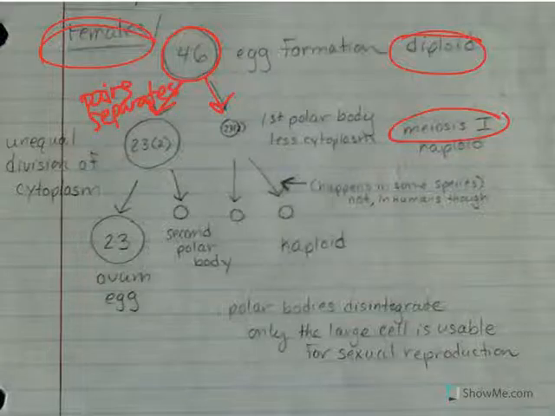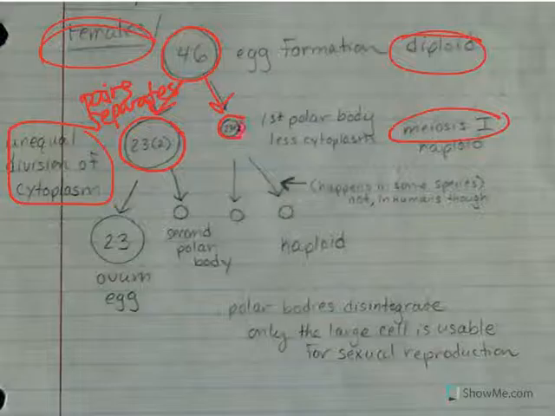So that's similar. But you're going to notice that it's not an equal division. I have an unequal division of our cytoplasm. So I end up with one larger cell and one very, very tiny one. This is called the first polar body. It has much less cytoplasm.